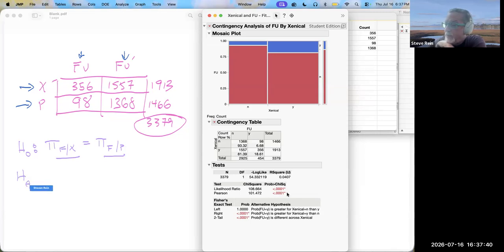On the other hand, I'm going to go with the rate of fecal urgency given Xenical is not equal to the rate of fecal urgency given you're taking the placebo. Some of you might naturally want to say, well, don't you really want to see if Xenical is increasing the rate of fecal urgency? We could go with the alternative hypothesis that's directional, like you're suggesting you might want to see. But JMP does for chi-square, a non-directional alternative. Okay. So our p-value, less than 0.001.